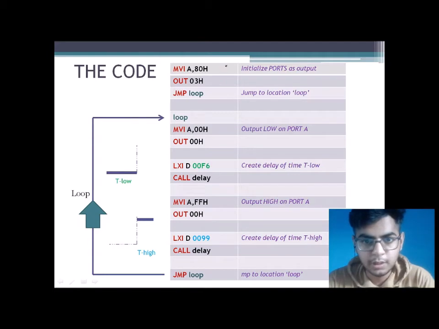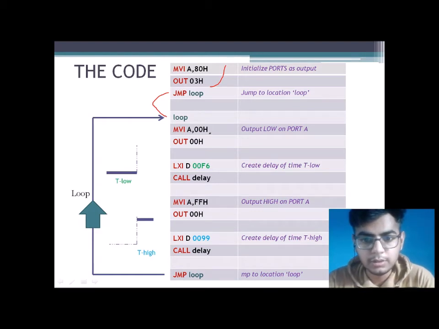So this part initializes ports as output. We write this assembly code, these are the mnemonics, in our 8085 memory segments. So this initializes ports as output, and this jump mnemonic puts us at the location of a loop. So now we come to our main loop.